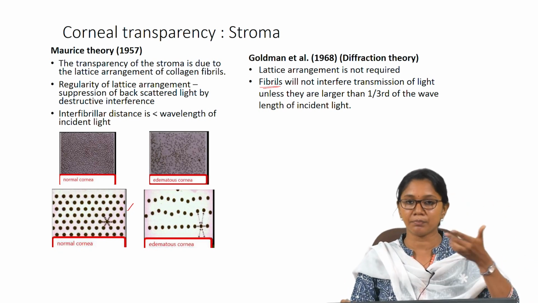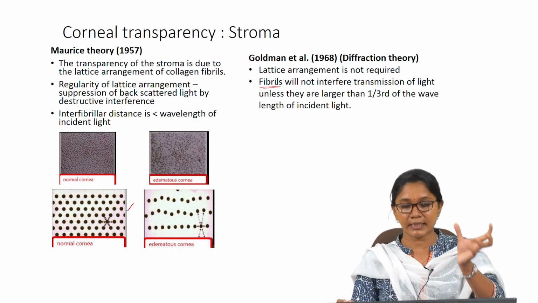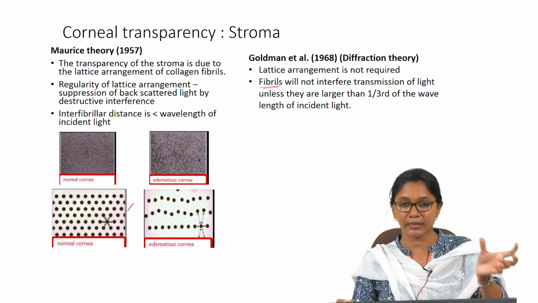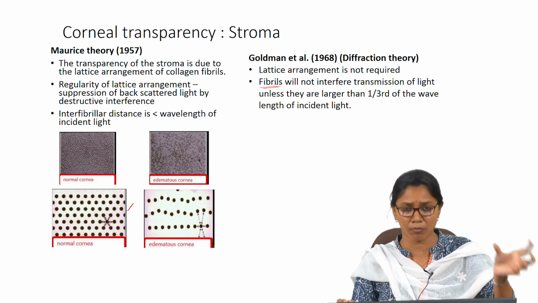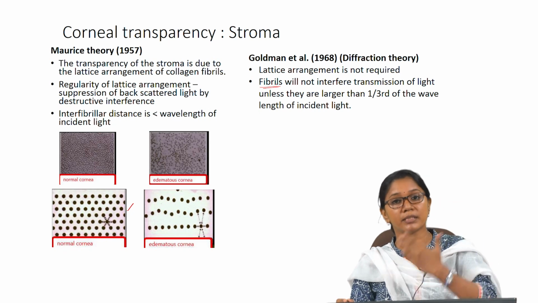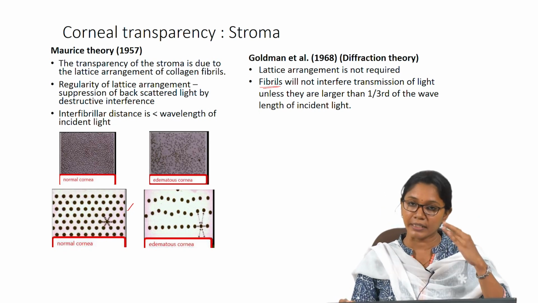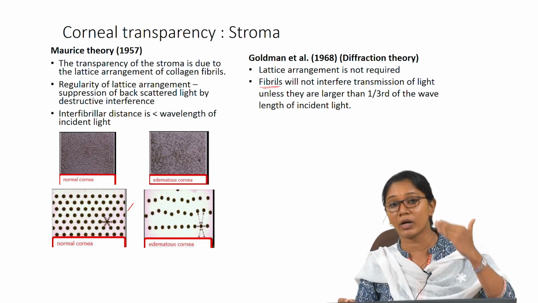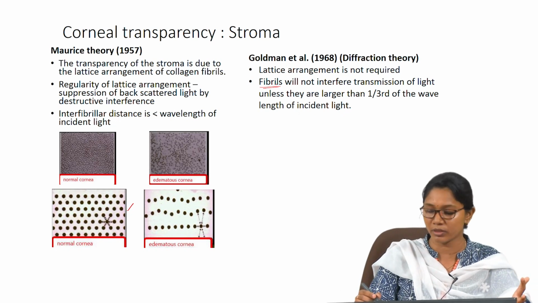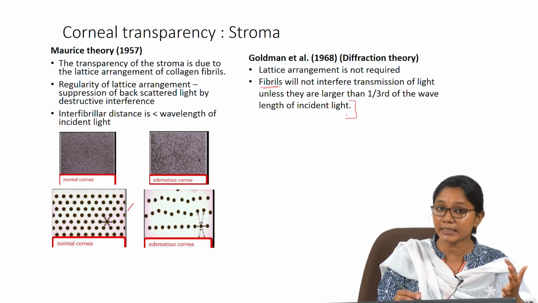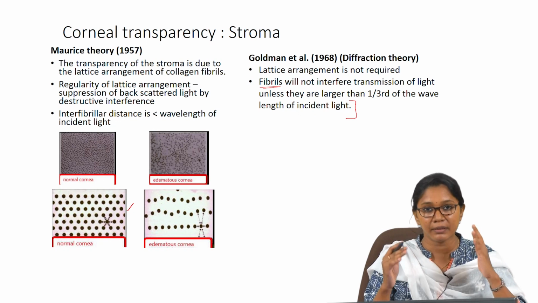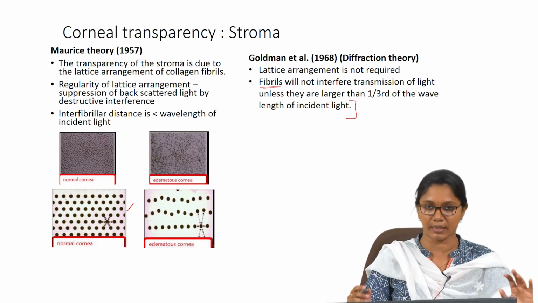Similarly, the transmission of light, that is the light entering through, is around 400 to 700 nanometers. Based on the diffraction principle, he says that since the fibril length dimensions are very small, they would not interfere with the transmission of light. They would interfere only when they are more than 1/3 of the wavelength of the incident light. So, periodicity is not the matter, but the fibrils as such will give you the transparency.